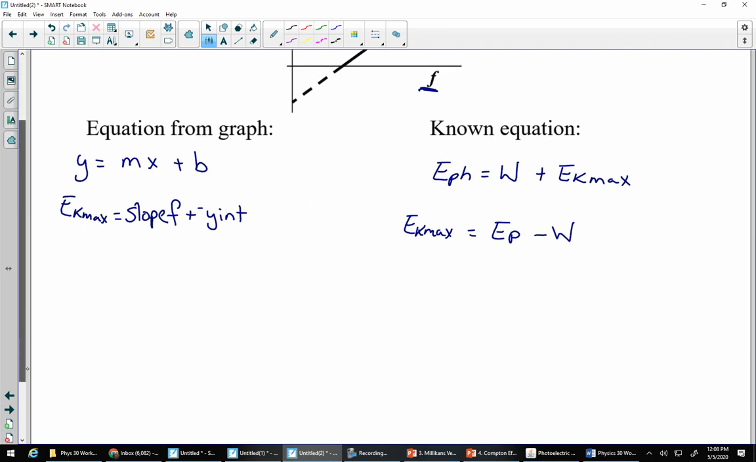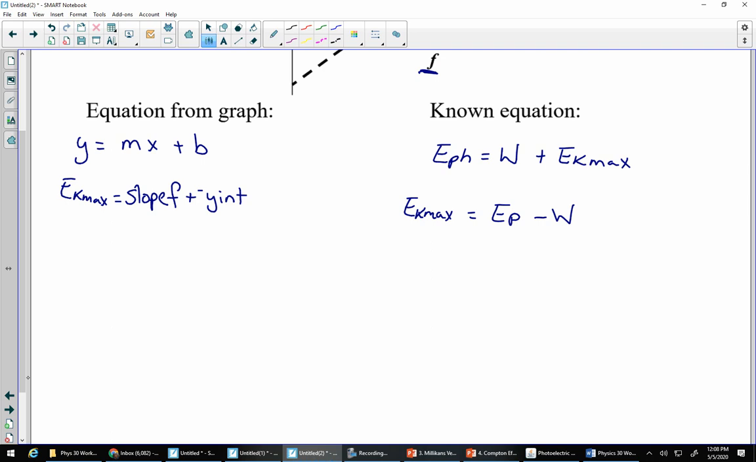Next, I want to stack them up to make sure that they fit. If my known equation fits my experimental equation perfectly, they should be the exact same equation. So let's start with our graph equation. I've got EK max equal to slope times f plus my y-intercept, which was a negative. So I might just change that to minus my y-intercept, to make it a little bit clearer later on.